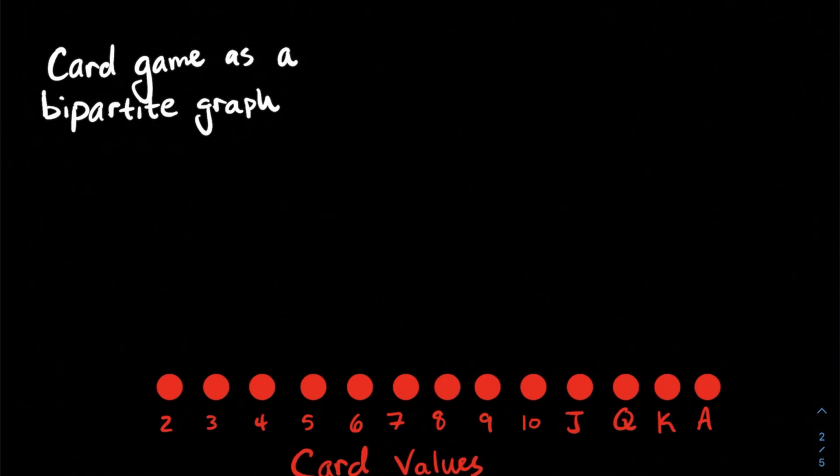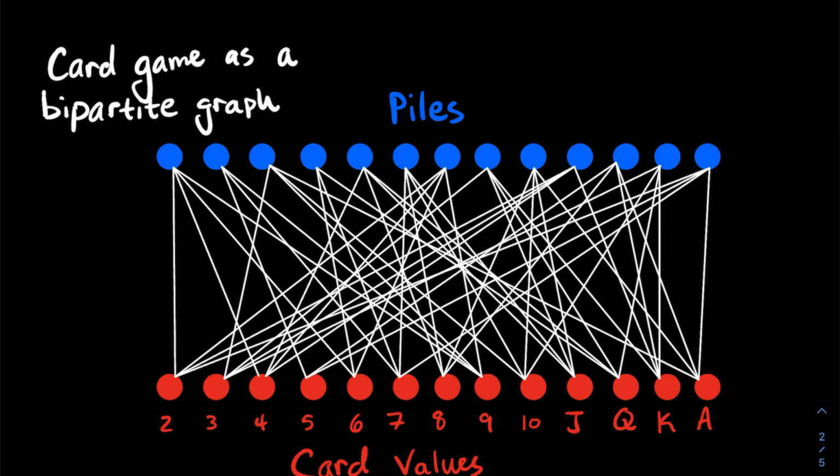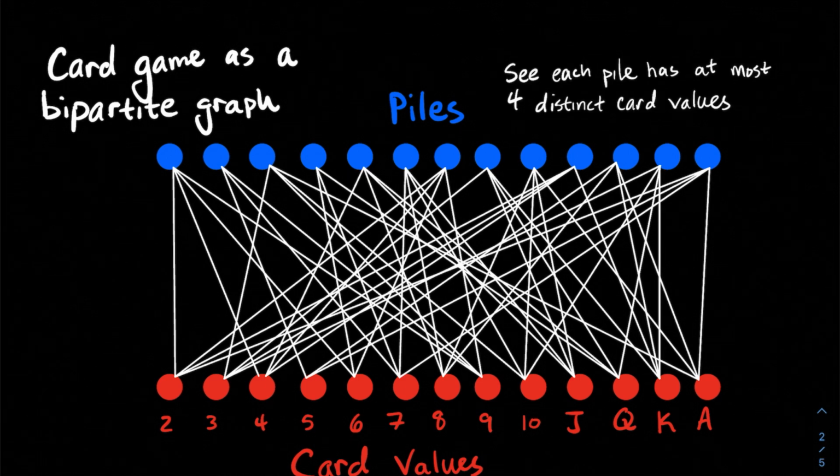Now we can represent our card game as a bipartite graph. One set of vertices should be the card values, and the other set of vertices should be the piles, and we'll draw an edge between vertices if that card value is in that pile. Notice that each pile has at most 4 distinct card values.